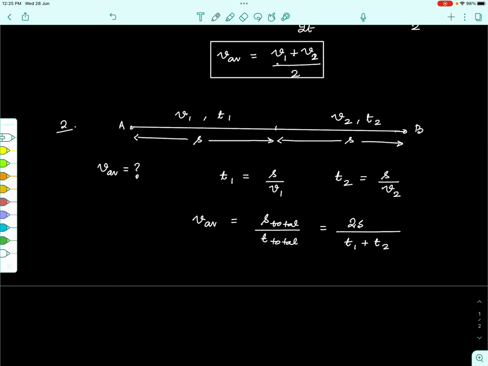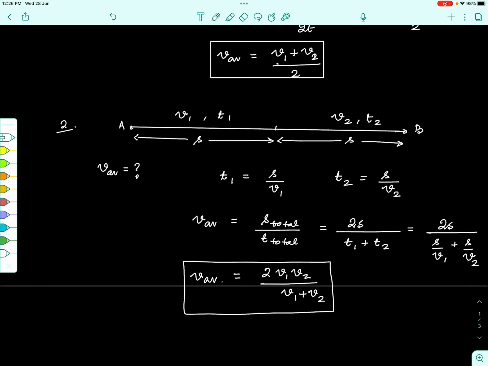This time we need to substitute the values of t1 and t2 from the above expressions. So, 2s divided by t1, which is s by v1, plus t2, which is s by v2, and when we solve this expression, s will cancel out in the process and we will get 2 v1 v2 over v1 plus v2. You can check the calculation for yourself, it will just take a minute. This is the expression that we will get for the average speed of the body this time.